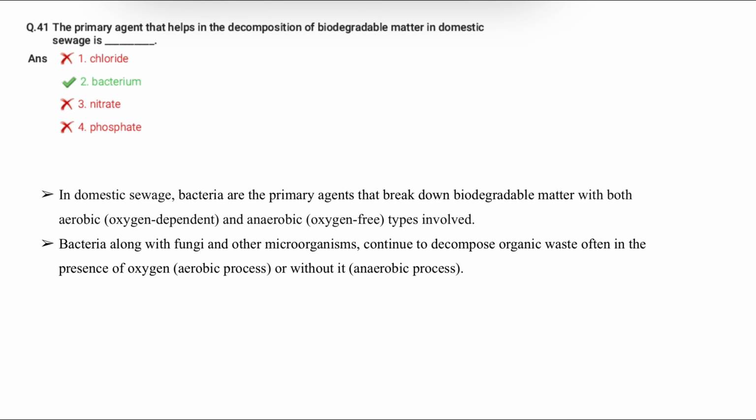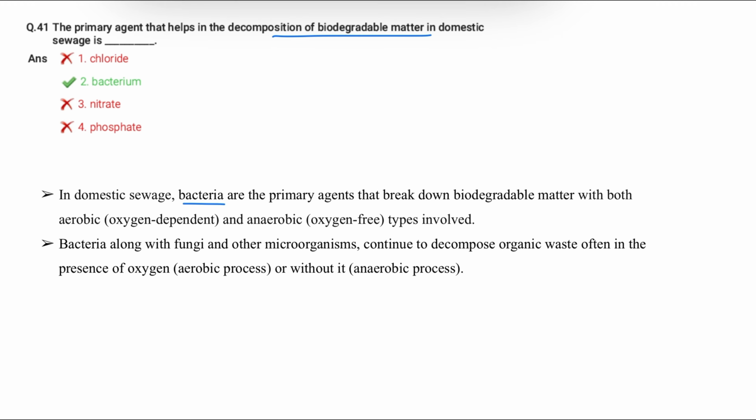Question number 41. The primary agent that helps in the decomposition of biodegradable matter in domestic sewages. In domestic sewage, bacteria are the primary agents that break down biodegradable matter, both aerobic bacteria that depend on oxygen and anaerobic bacteria that are oxygen free.